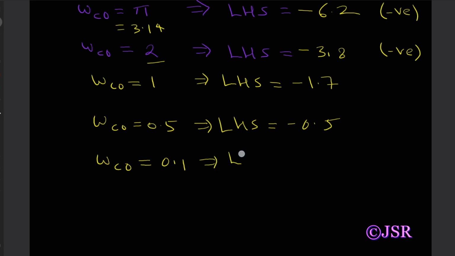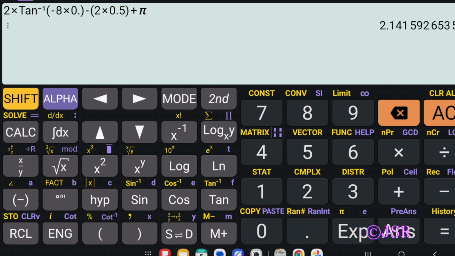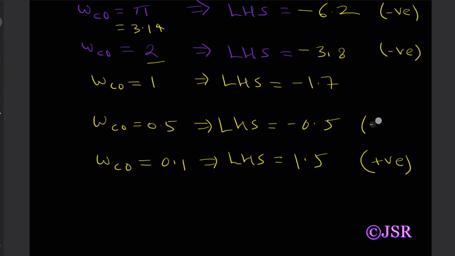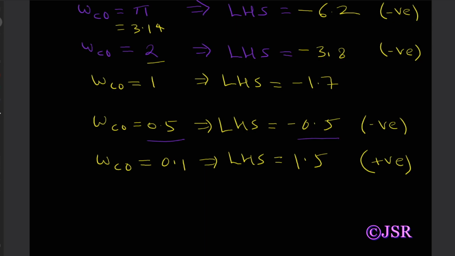So let's use omega CO equal to 0.1. So the left hand side will be, if we put omega CO equal to 0.1, we will be getting 1.5, which is positive. When omega CO is equal to 0.5, we are getting negative. When omega is equal to 0.1, we are getting positive.